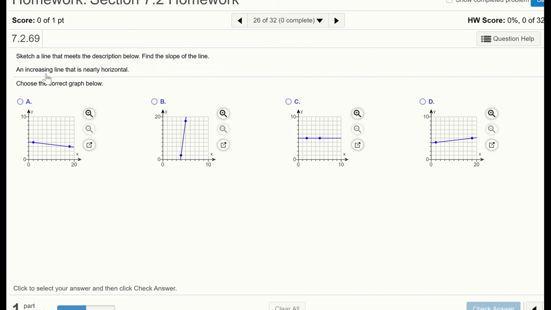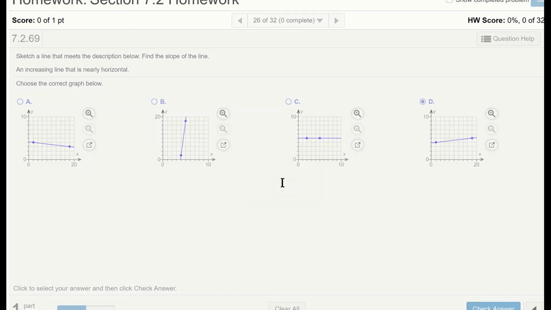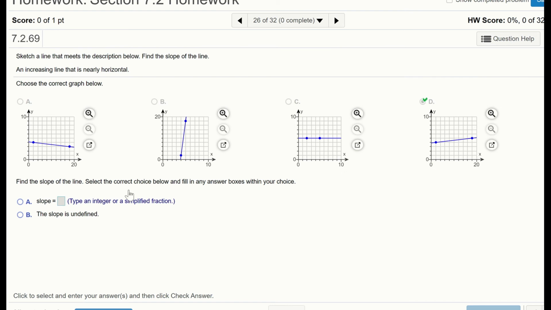All right, so here they want you to pick a line that meets certain descriptions. They want it to be increasing and nearly horizontal, right? Notice that this is out because it's decreasing. This is out because it's flat. The slope here is 0. These two are the only increasing ones, but they say nearly horizontal, so this is the only one we could use. All right. Then they want you to actually find the slope of the line that you picked, right?